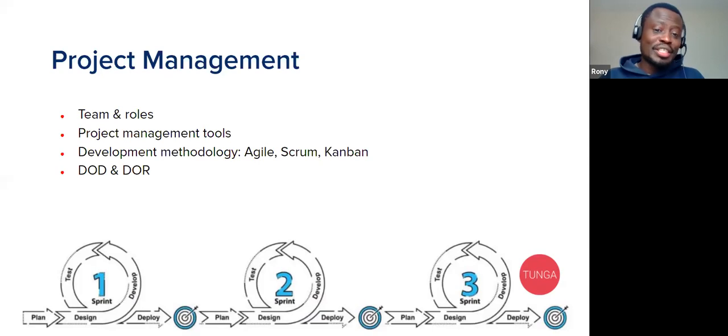Even the development methodology, by the way, it may look trivial, but it's very, very important. Are you going to use Agile, meaning that you build and then you deploy, continuous deployment and continuous delivery of the project? Are you going to use Scrum? You have to be sure that the entire team is aware of which methodology they are using. And of course, also a big one, I put it last, is definition of ready and definition of done.